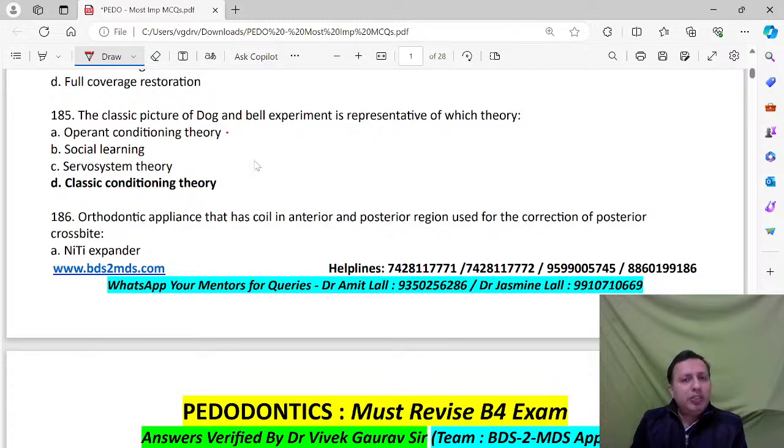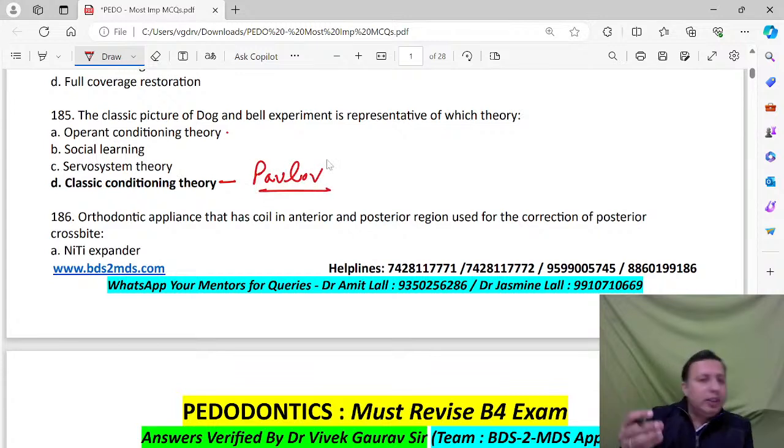So we remember that we have studied this dog bell experiment in the classical conditioning theory by Pavlov, okay, where we have seen that the bell that was used was basically a neutral stimulus, but later on it has become a conditioned stimulus, and the dog started giving a response, and that response is called a conditioned response. So the treatment that was suggested by Pavlov was counter conditioning, where we change the conditioned stimulus to get a change in the conditioned response, okay.